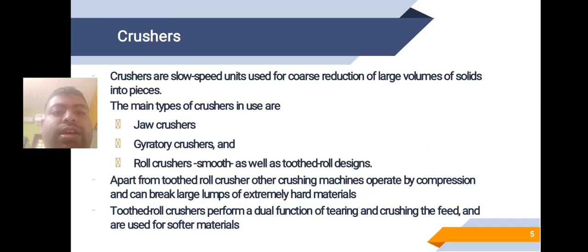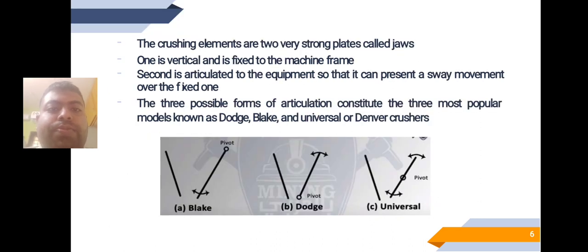Crushers are slow speed units which are used for coarse reduction of large volumes of solids into pieces. The main types of crushers in use are jaw crushers, gyratory crushers, and roll crushers. Roll crushers have smooth as well as toothed roll designs. Apart from toothed roll crushers, other crushing machines operate by compression and can break large lumps of extremely hard materials. Toothed roll crushers perform a dual function of tearing and crushing the feed and are used for softer materials.